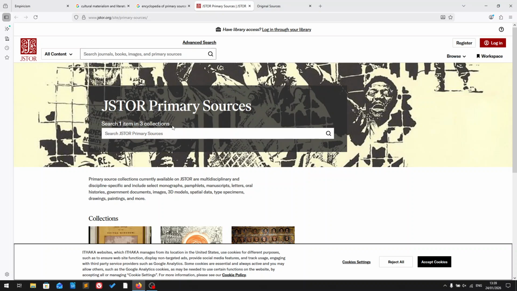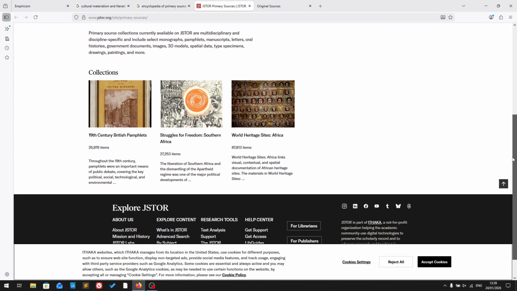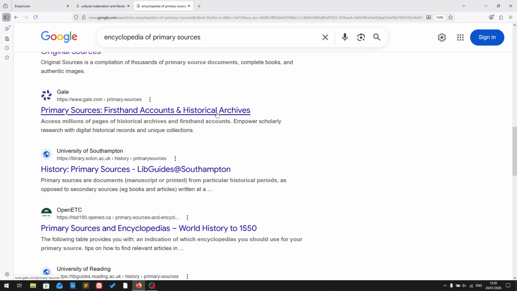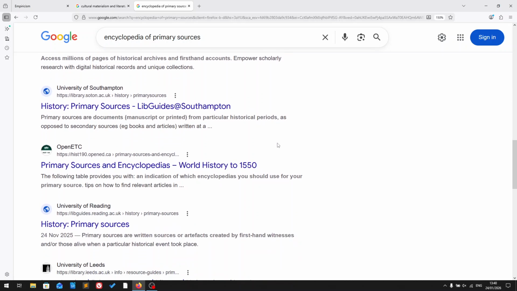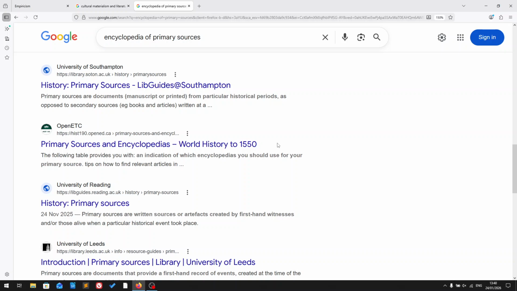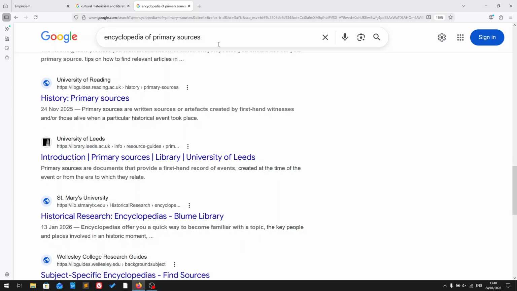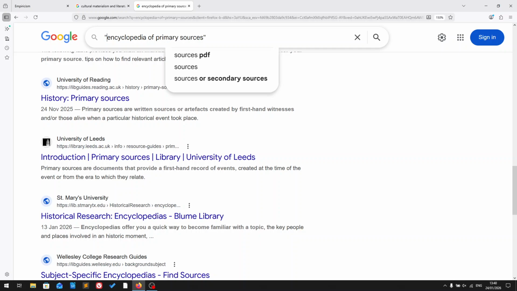Three collections, just of primary sources, and this is what we have here. I'm looking at this page for the first time in my life. I'm doing this with you. So, first-hand accounts and historical archives. Eyewitness is the word that was used on that page, right? Britannica, Southampton, primary sources. So when I search encyclopedia of primary sources, that's what came up.